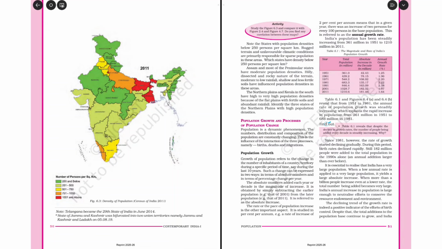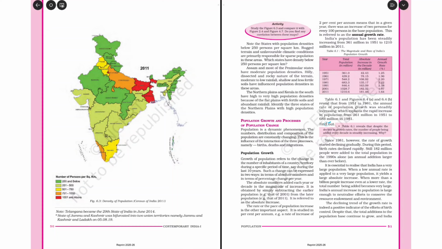So the rate is going up and the numbers are going up. Right, but listen to this next part. Since 1981, however, the rate of growth started declining gradually. During this period, birth rates declined rapidly. Still, 182 million people were added to the total population in the 1990s alone, an annual addition larger than ever before. Okay, let's pause there.